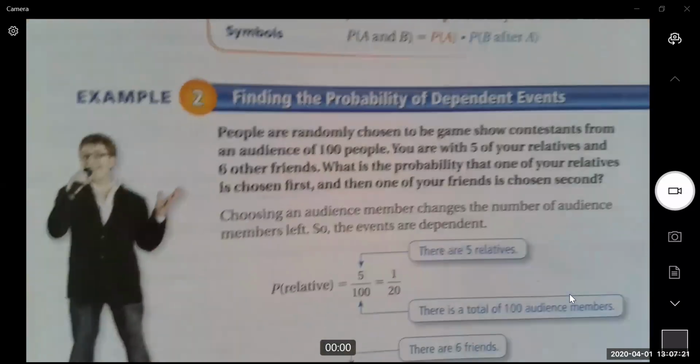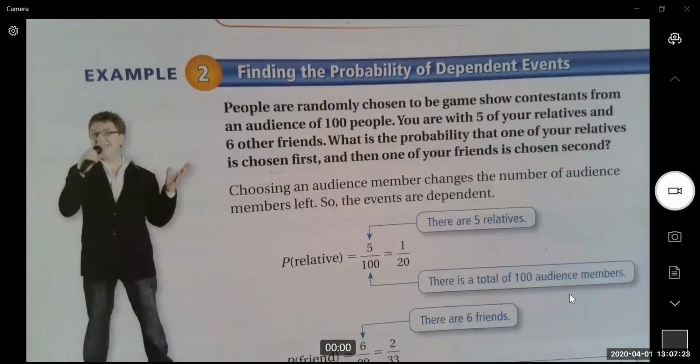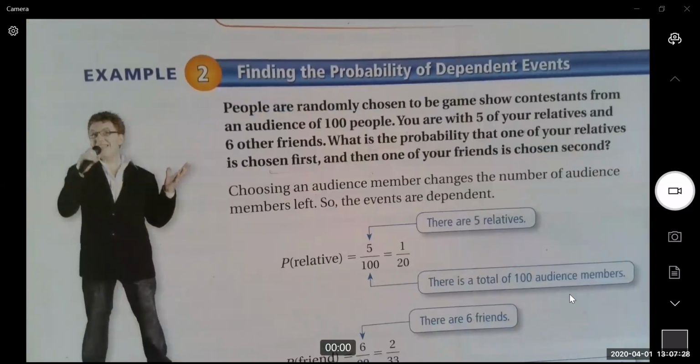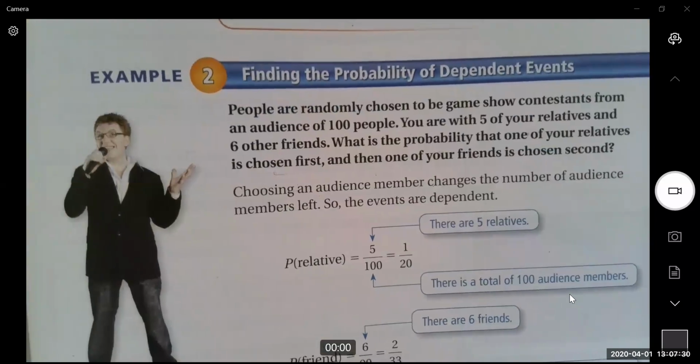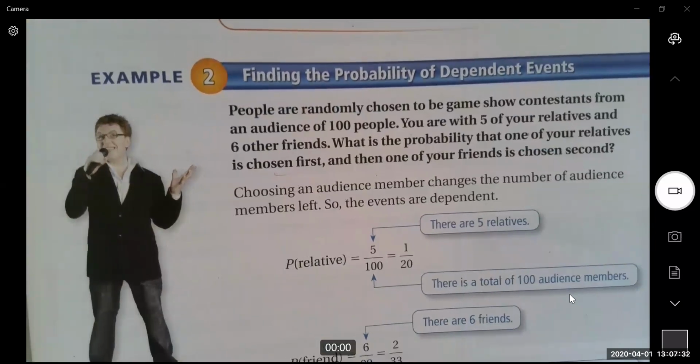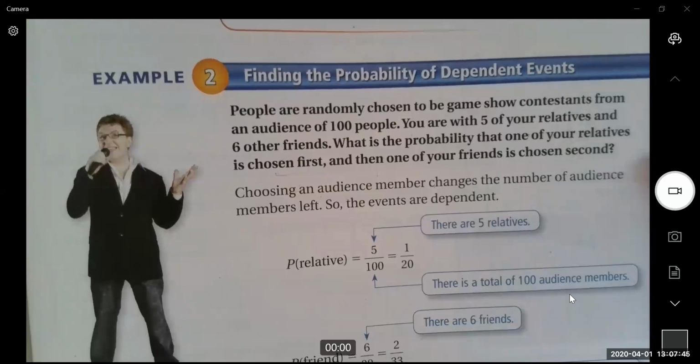Here's the problem. You are randomly chosen to be game show contestants from an audience of 100 people. You are with 5 of your relatives and 6 other friends. What is the probability that one of your relatives is chosen first and then one of your friends is chosen second? So these are dependent. All right, so let me grab my paper.